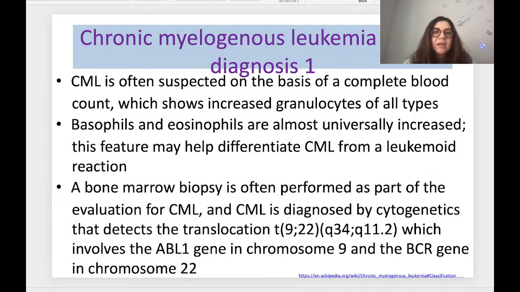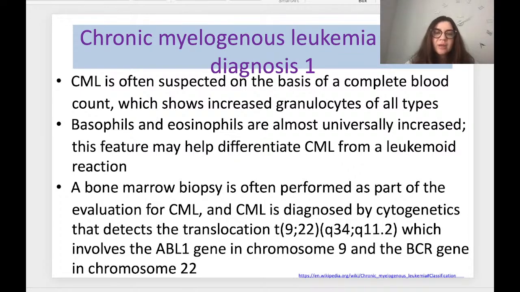Diagnosis of chronic myelogenous leukemia. It is often suspected on the basis of a complete blood count, which shows increased granulocytes of all types. Just a CBC can help you suspect this dangerous disorder. Basophils and eosinophils are almost universally increased. This feature may help differentiate CML from a leukemoid reaction.